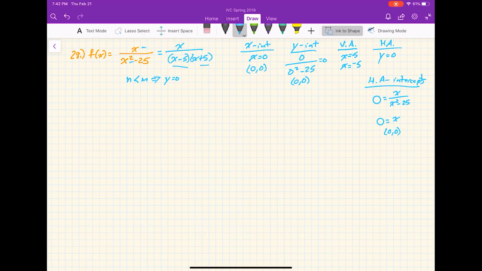So everything is happening, a thousand points of light, as George Bush Sr. would have said, all happening at 0, 0. All right, so we have all the information we need to start graphing.